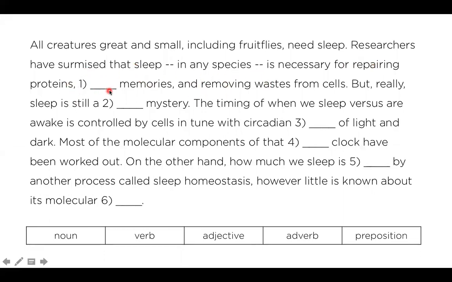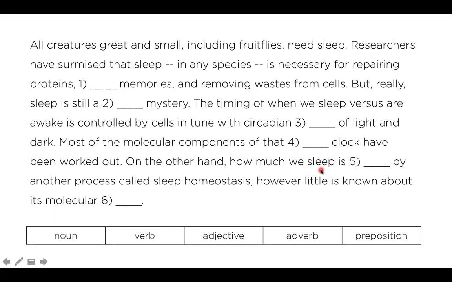Ing in here. Fine. But really, sleep is still a. Here's your noun. Here we have an article and we have a noun. What goes between there? What describes the noun? Number 3, it's cells in tune with circadian. There's your adjective, singular. What does an adjective describe that's missing here? Most of the molecular components of that. There's your noun. What's missing here?